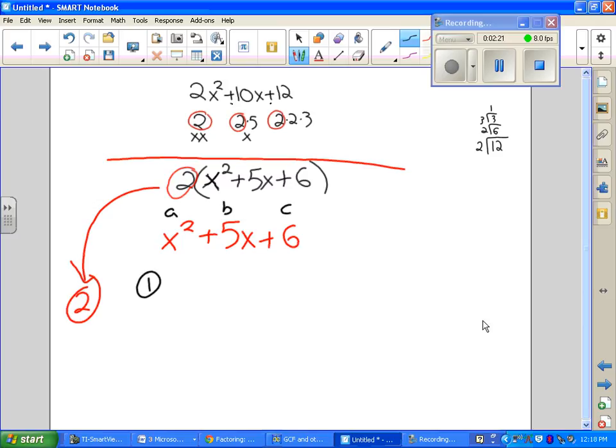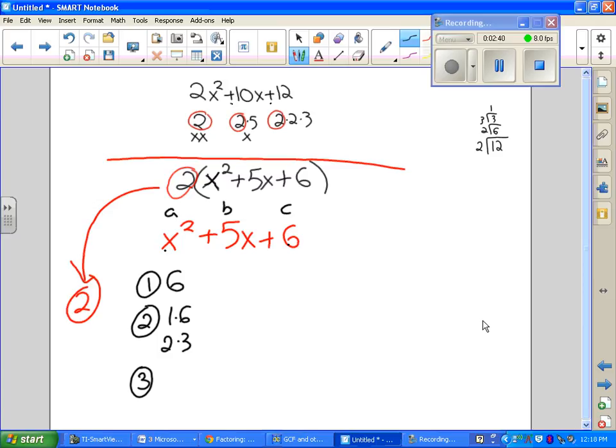Step number 1 is to multiply A and C. 1 times 6 is 6. Step number 2 is to list all the factors of 6. Luckily, there's only 2 of them, 1 and 6 and 2 and 3. Step number 3 is to figure out which of those 2 will also add up to 5.